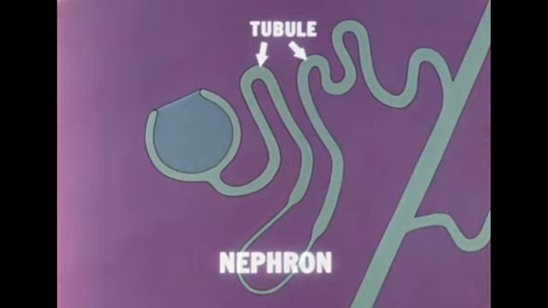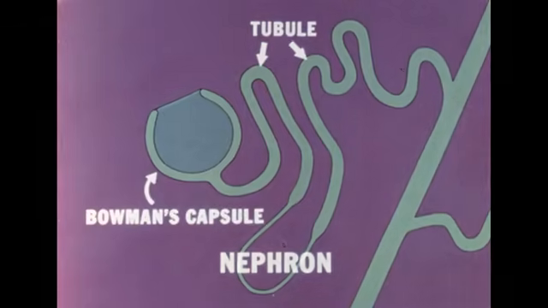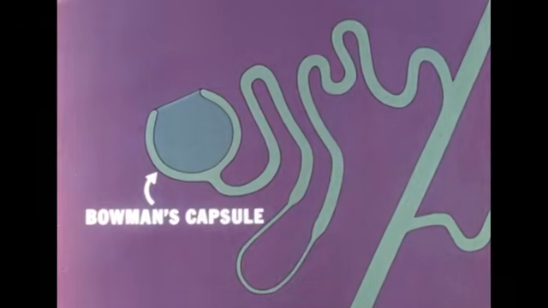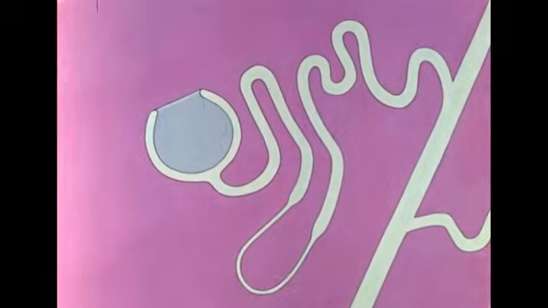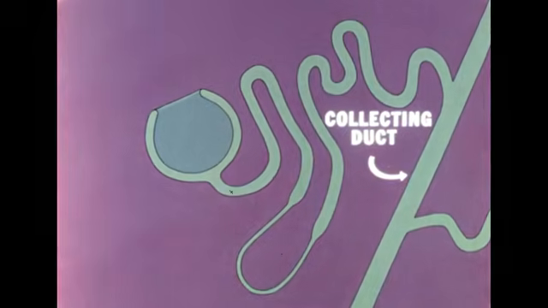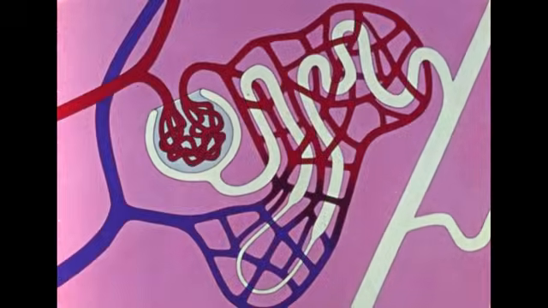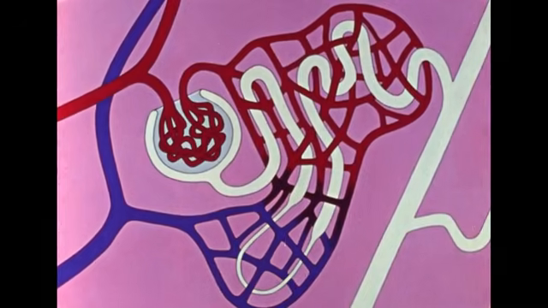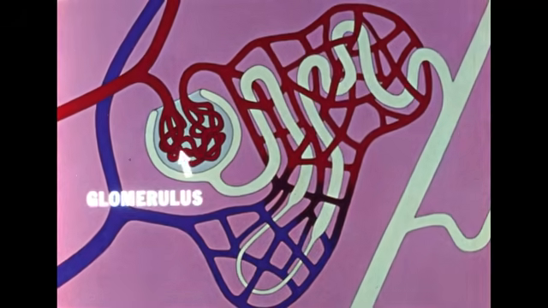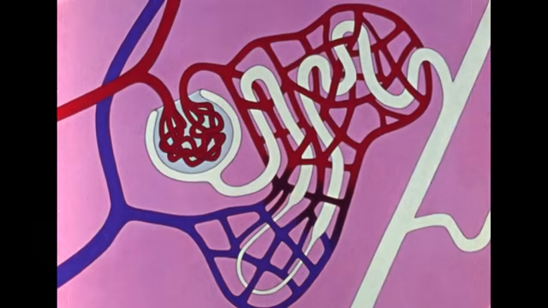At one end, the wall of the tubule is expanded and folded into a chamber, Bowman's capsule. The other end opens into a duct or tubule that collects urine. A capillary network is in close proximity with each nephron. Within the Bowman's capsule is a tuft of capillaries, the glomerulus. The close contact between the blood vessels and the nephron permits rapid exchange of materials.